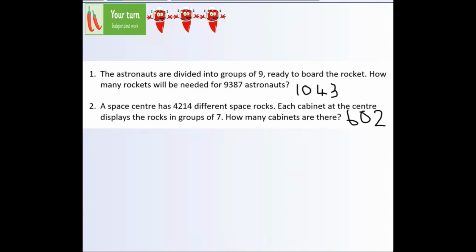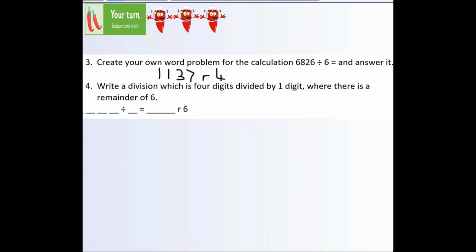And Chili 3, here are your answers for your first 2 questions. Well done if you got those correct. And number 3, for Chili 3, the answer was 1,137, remainder 4. The reason I have not created a list of different ideas and answers for this question is because I would like Chili 3, if you could, send those into the Year 5 email address so that we can have a look.